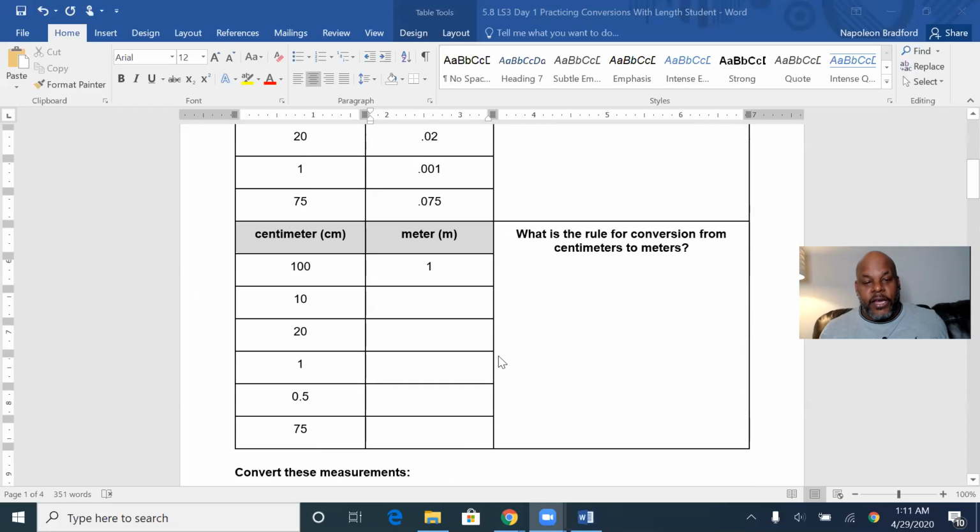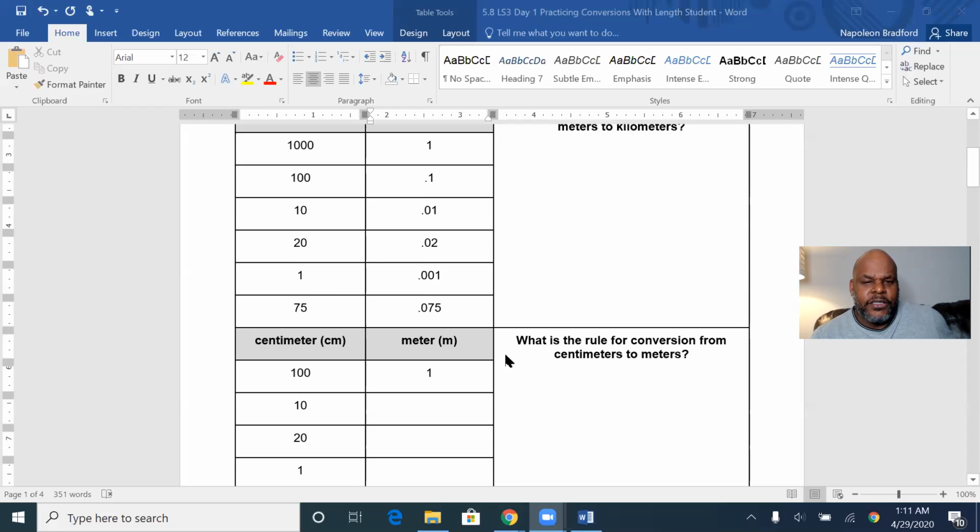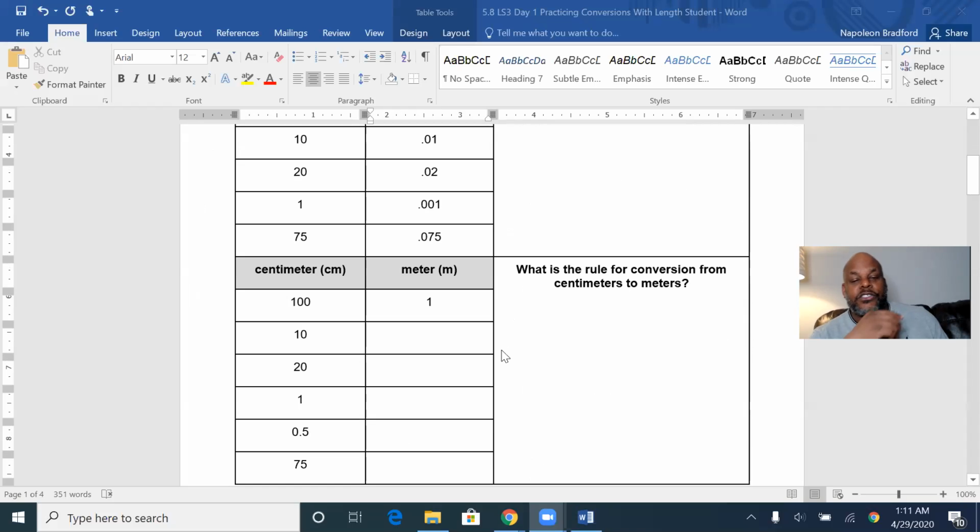Man, that's awesome. Okay, so now we're going from centimeters to meters. So there are 100 centimeters in 1 meter. How many meters are made up of 10 centimeters? Hmm. All right, let's do the math.